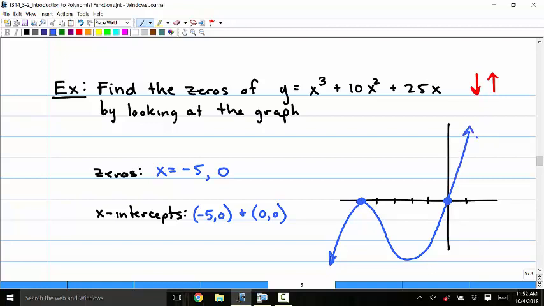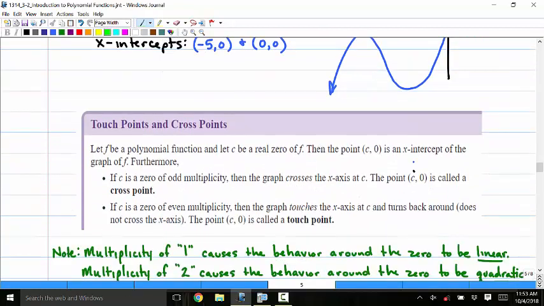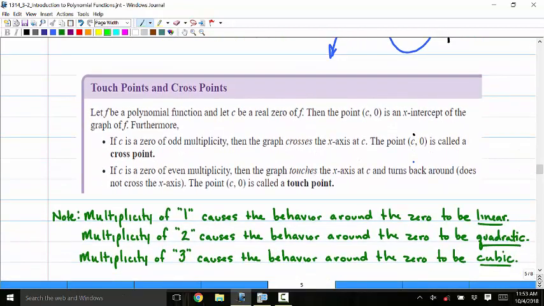Okay, what did you notice that's kind of neat about this x-intercept? What does the graph do? It's increasing, and it touches that x-intercept and then goes back down, right? Why does it not cross and go up over like that? Let's talk about touch points versus cross points.